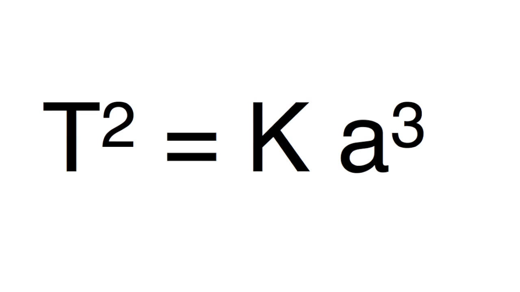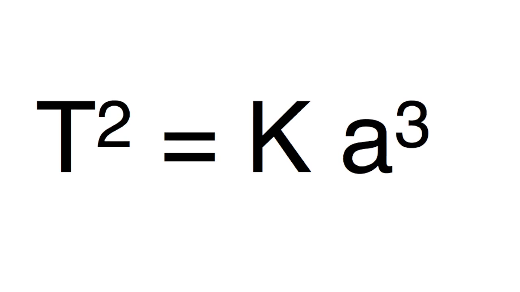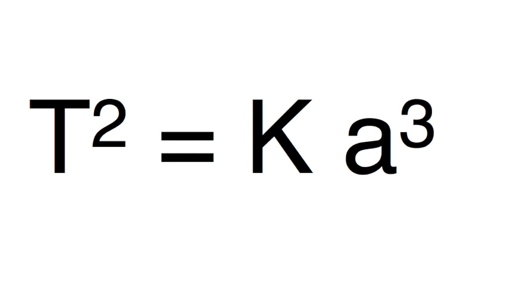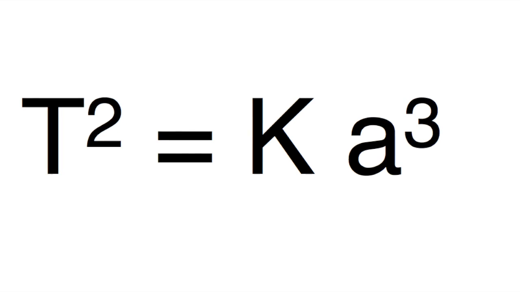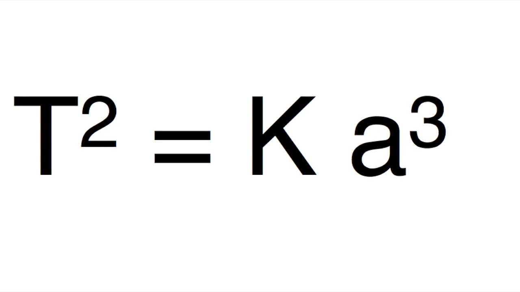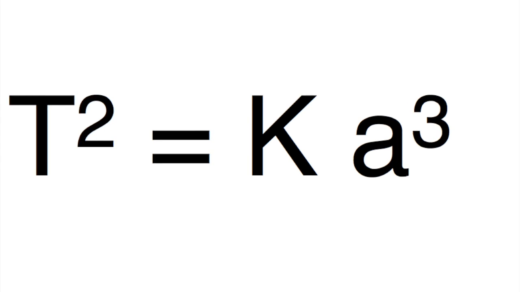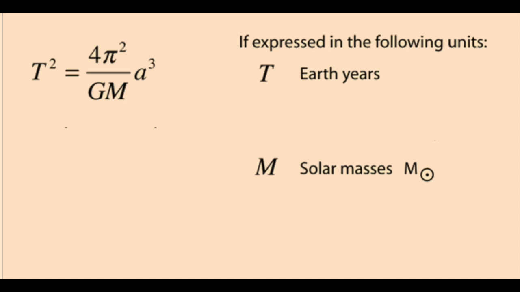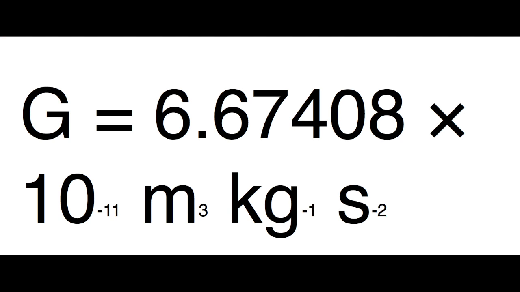Therefore, the period squared of some orbit is equal to the cubed major axis multiplied by some constant k. K can be re-expressed by Newton's law of gravitation. Kepler's third law can now be expressed as the period of the planet squared is equal to 4 pi squared divided by the gravitational constant divided by the solar mass, multiplied by the major axis cubed, where G is a constant equal to 6.67408 times 10 to the negative 11th.